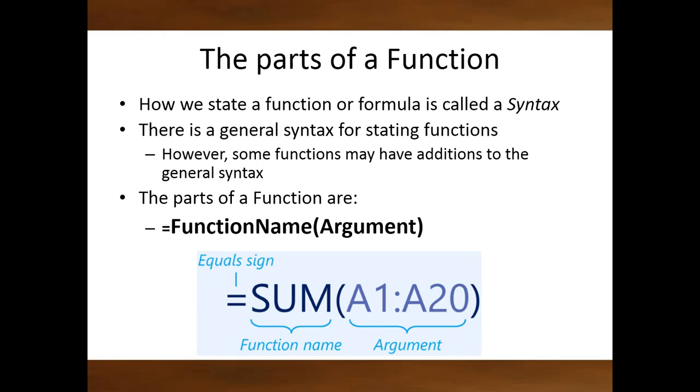The parts of a function are: one, the equal sign, followed by the function's name, and then we have the arguments enclosed in a bracket. So you can see an example of a function given here. The equal sign comes first, followed by the function's name, and then followed by the argument.